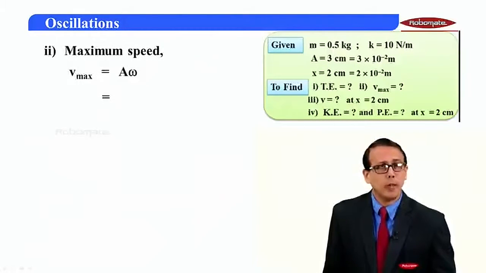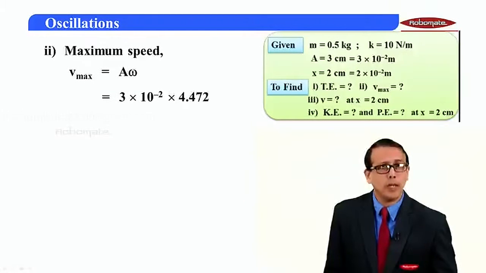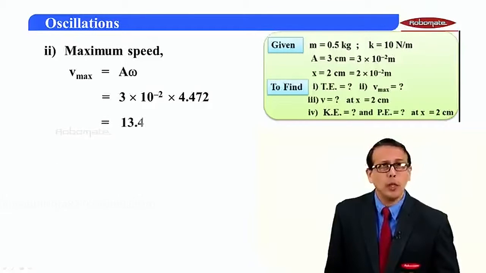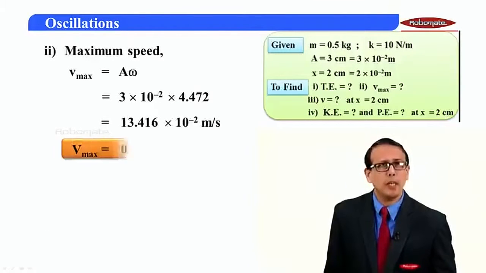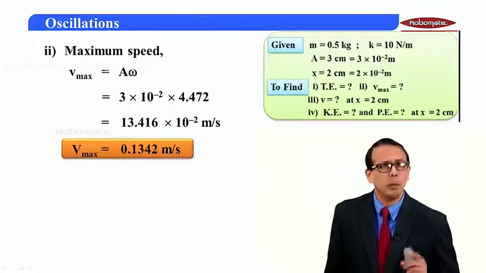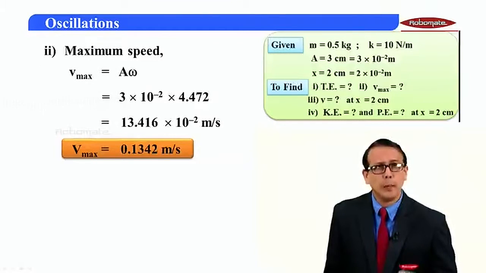The next quantity, students, we have to find maximum speed, which is nothing but, yes, A omega. So V max is A omega. Let's substitute the value, that is 3 into 10 raised to minus 2 into 4.472, which on direct multiplication becomes 13.416 into 10 raised to minus 2, also written as V max is equal to 0.1342 meters per second.